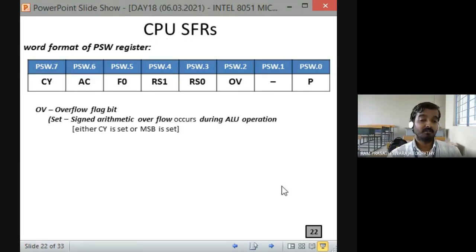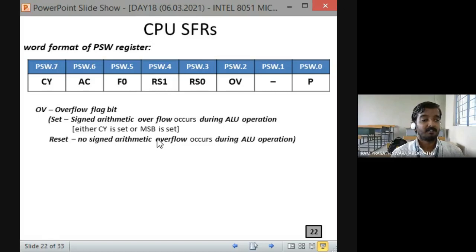Fine. So whenever performing a signed arithmetic operation, if the result overflows, that we call overflow. So the condition: either carry is set, or if both MSBs are set, then it is not an overflow. Fine. So reset means no signed arithmetic overflow occurs. That's it. Then the next one is reserved for future use. Put a hyphen, this one is reserved for future use.